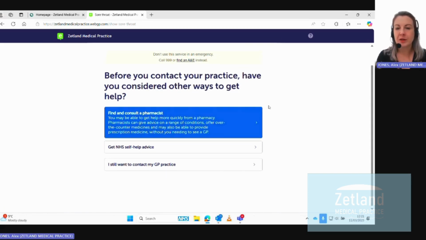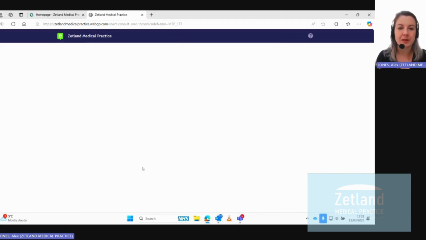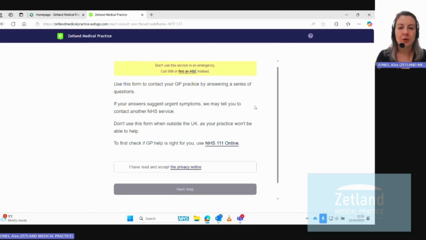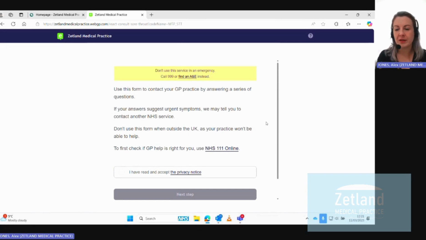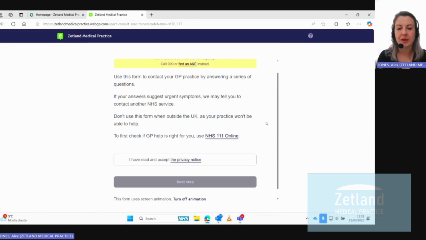Because I've picked sore throat and this is potentially something the pharmacist could deal with, they're saying maybe it's worth speaking to them first. But let's pretend I've already spoken to the pharmacist and they've advised GP. I'm going to say I still want to contact my GP practice. It's essentially saying here that if you have something very urgent, then this might not be the most appropriate system, and we understand that.